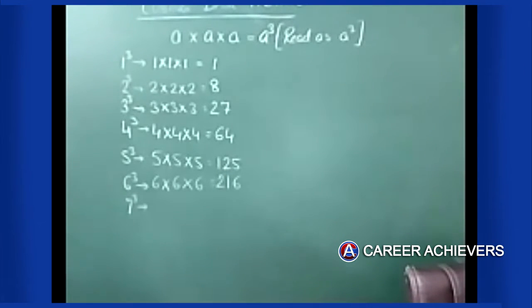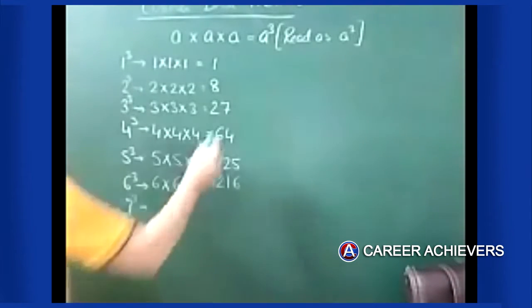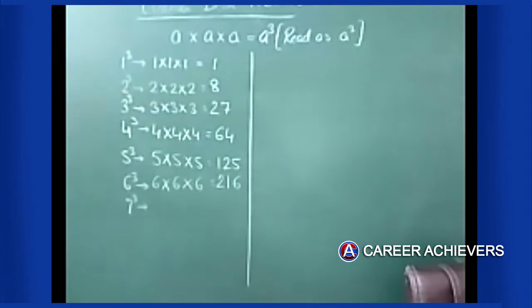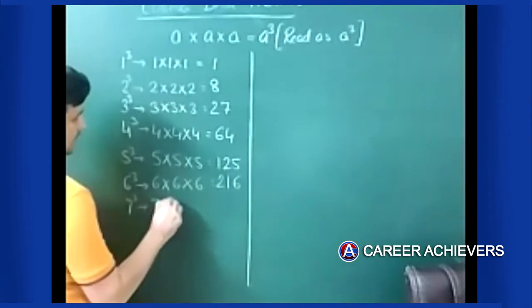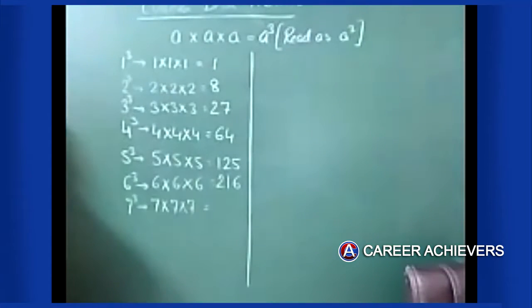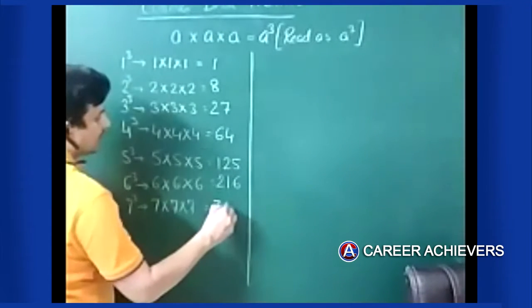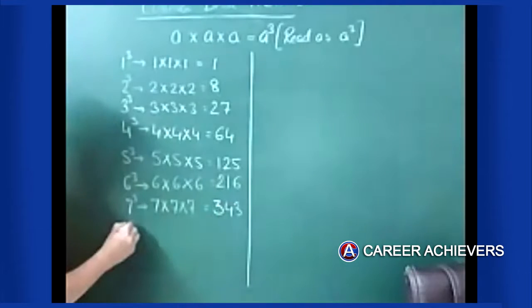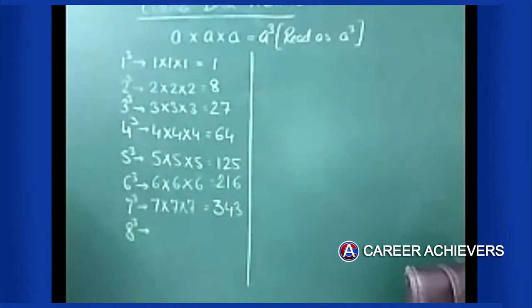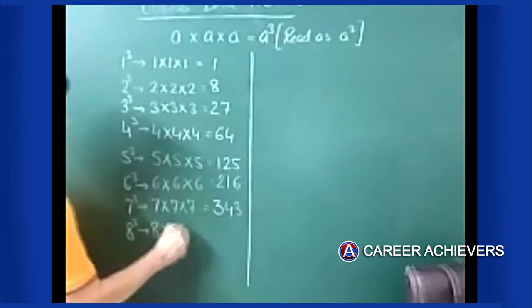Sir, so we need to learn this by heart? Yes, till 9. Till 9 you must learn. 7 cube. Sir, it's 49 into 7. Yes, 49 into 7 is 343. Correct. 8 cube. Sir, 8 cube is 512. Yes, correct. 8 into 8 into 8 is 512.